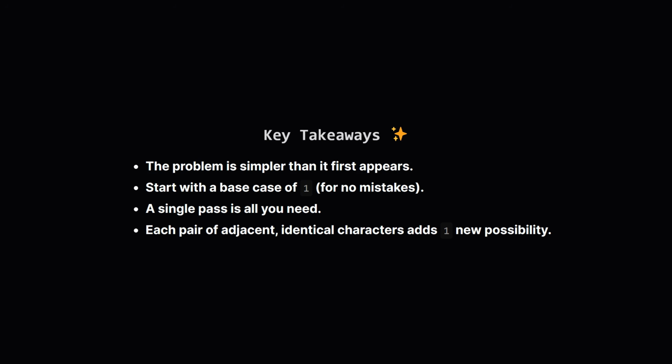Alright, let's recap. We started with what seemed like a tricky problem about finding possible original strings, but the key insight was to realize that we can start our count at 1, to represent the no mistake scenario. Then, all we had to do was make a single pass through the string. Every time we found a character that was the same as the one right before it, we knew we'd discovered another valid possibility. We simply add 1 to our count each time that happens. This simple, elegant loop gives us the correct total number of possibilities.